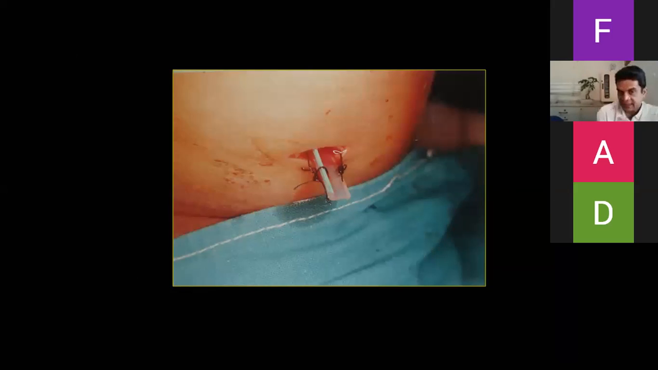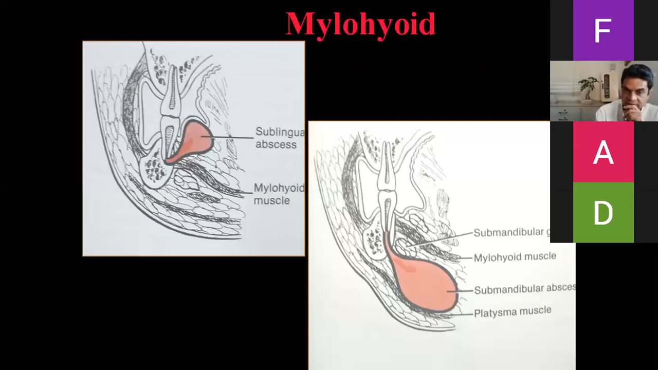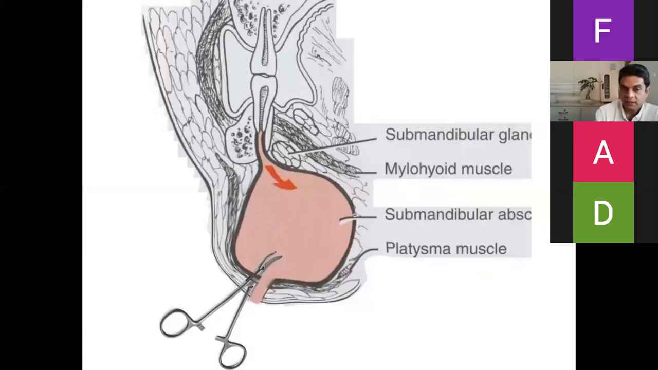Once the pus is drained, we place a corrugated rubber drain or any other rubber drain inside the involved space, and we stabilize it with a suture. When we talk about submandibular space involvement, this is how we drain it. We incise the skin, the superficial fascia, the platysma, and then we put our mosquito forceps inside the submandibular space, and when you open it, it will start draining.